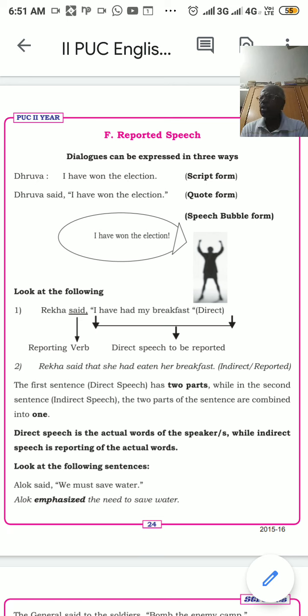And subject means pronoun, it has to be changed. Verb means tense has to be changed. That is all understood. Example.